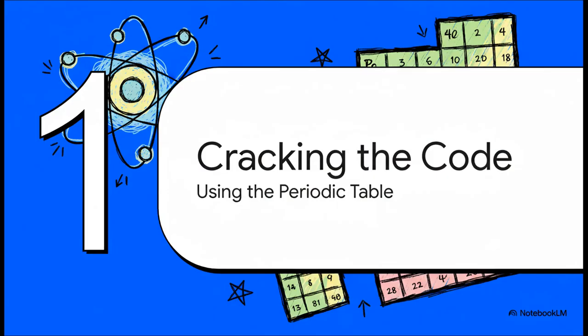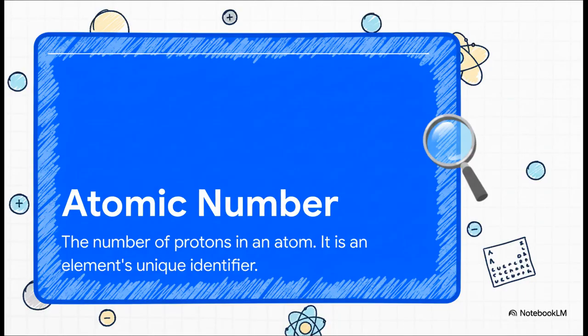Okay, this brings us to Section 1, cracking the elements code. Think of this as our first mission. We need to gather some essential clues. And our master codebook for this whole operation, you guessed it, the periodic table. So clue number 1, and this is the most important one, is the atomic number. This little number is basically an element's unique fingerprint.